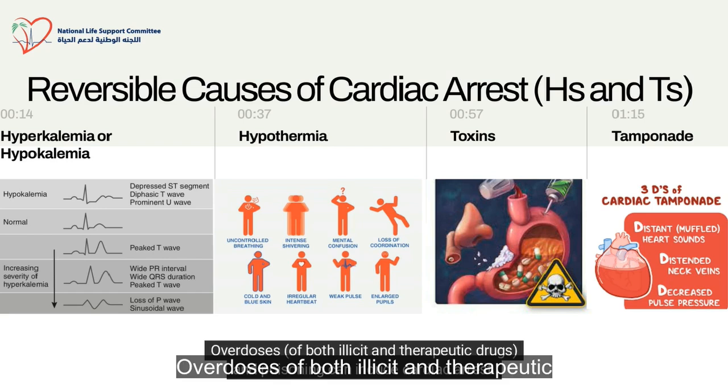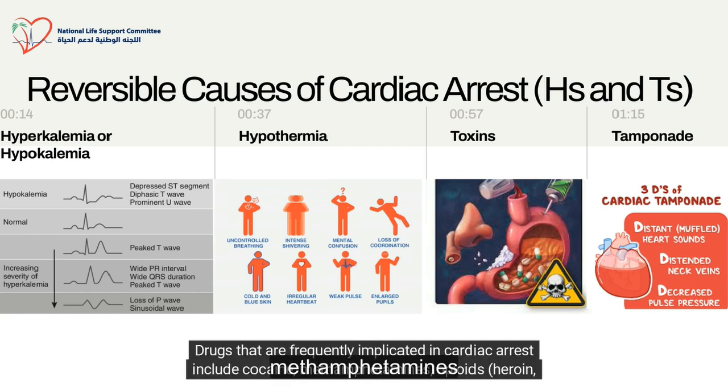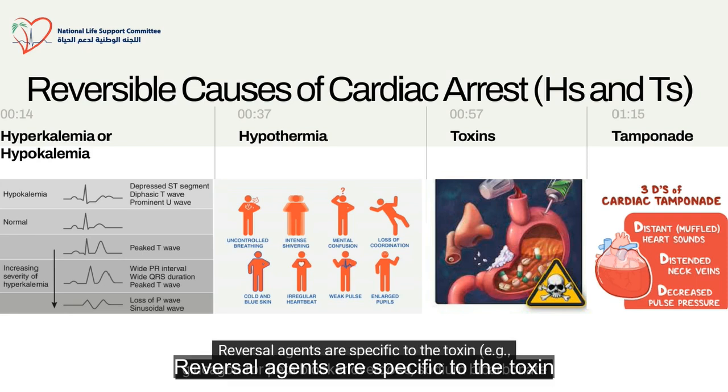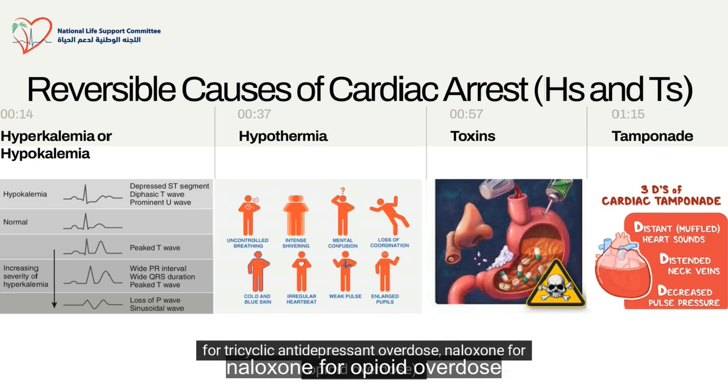Overdoses of both illicit and therapeutic drugs and poisoning can induce cardiac arrest. Drugs that are frequently implicated in cardiac arrest include cocaine, methamphetamines, opioids, heroin, fentanyl, beta blockers, calcium channel blockers, digoxin, and tricyclic antidepressants. Reversal agents are specific to the toxin, for example, glucagon for beta blocker overdose, sodium bicarbonate for tricyclic antidepressant overdose, naloxone for opioid overdose.